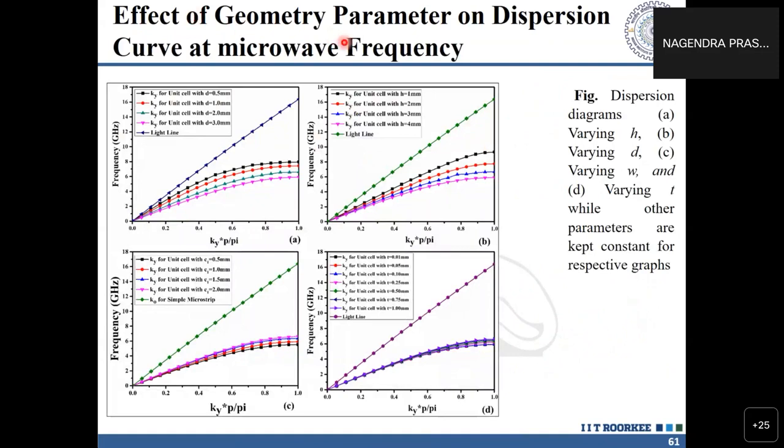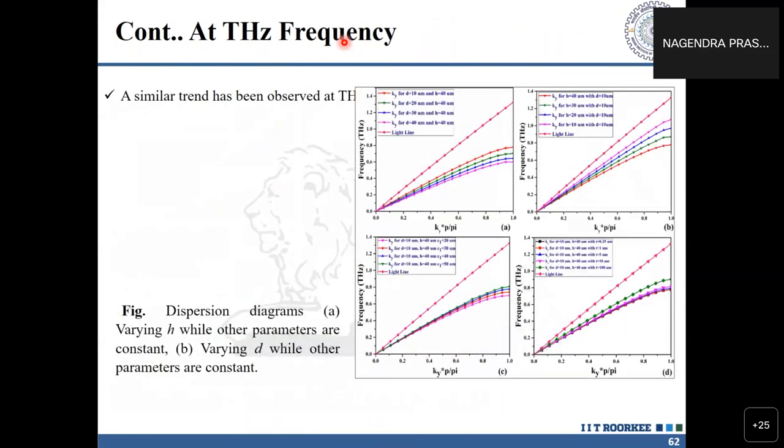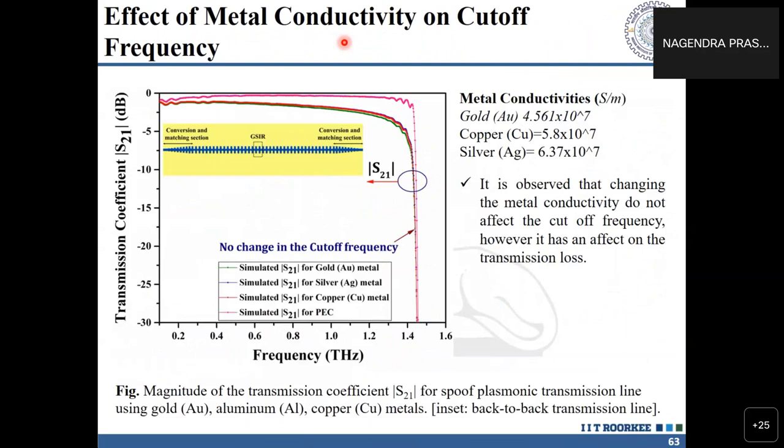So this is the effect of the geometry parameter on the dispersion curve at microwave frequency. Because we experimentally developed structures at microwave frequency and tested them also, you can see the same thing here. At terahertz frequency, the same thing was reported. You can see how metal conductivity affects the cutoff frequency. Here you can see that for gold, silver, copper, and a perfect electric conductor, the cutoff frequency varies.